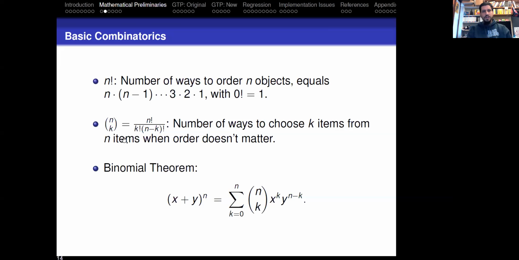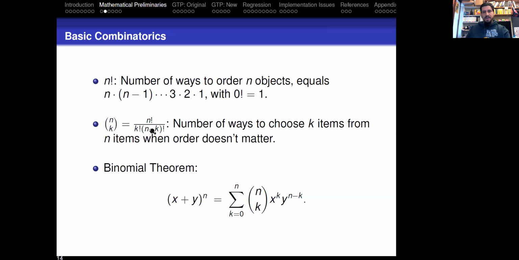So first, a couple of preliminaries. n factorial is the number of ways to order n objects when order matters. Factorial is n times n minus 1 all the way down to times 1. And we say 0 factorial equals 1, essentially one way to do nothing. Then n choose k is the number of ways to choose k objects from n. It's n factorial over k factorial times n minus k factorial.